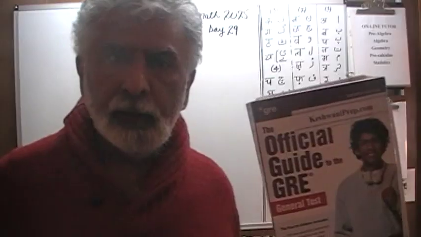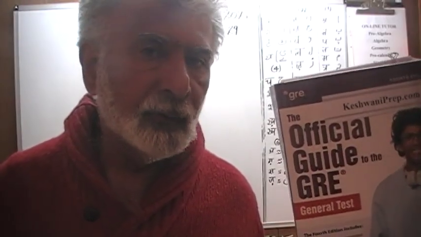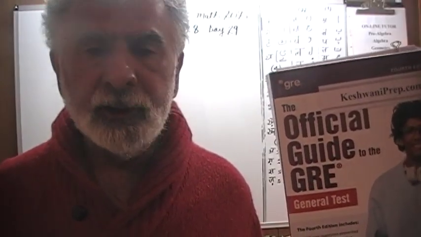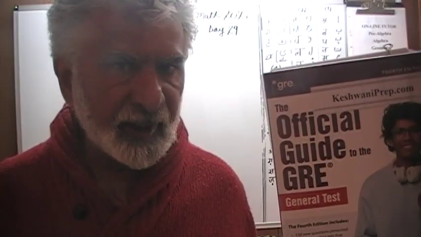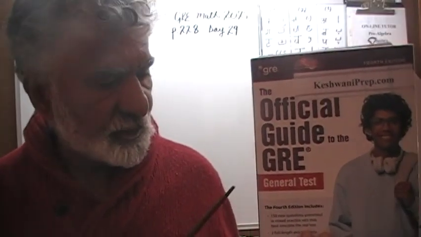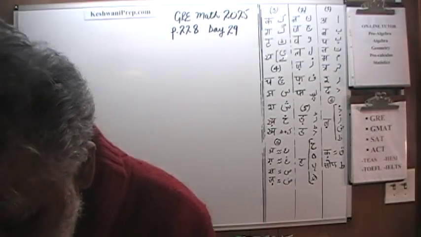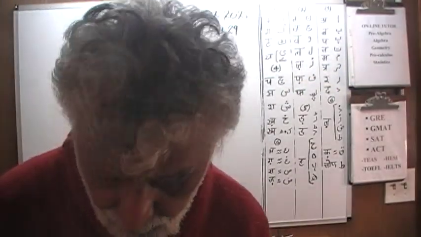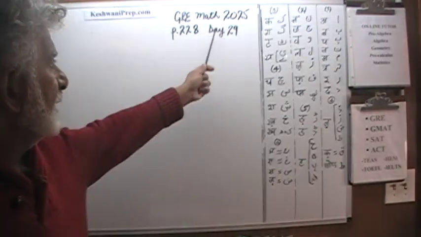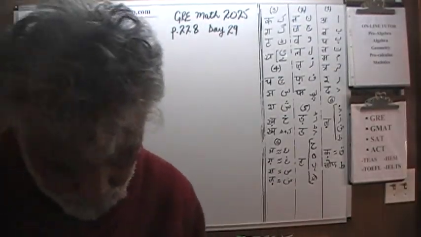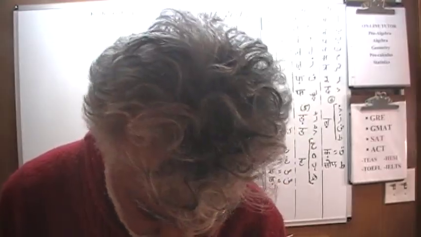Keshwani. We are here because we want to prepare for GRE. We have been solving GRE math problems out of this book here, the GRE Official Guide, the 4th edition, 2025. If you do not own this book already, purchase one immediately. You're going to need it. Today is our lesson number 29 and we are on page number 228. On page number 228 you will see two problems, problem 1 and 2.